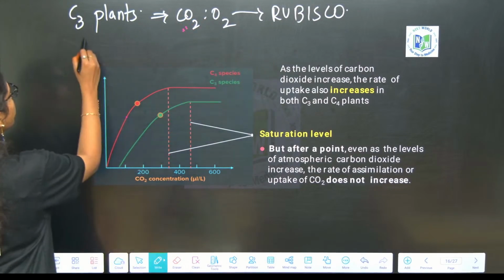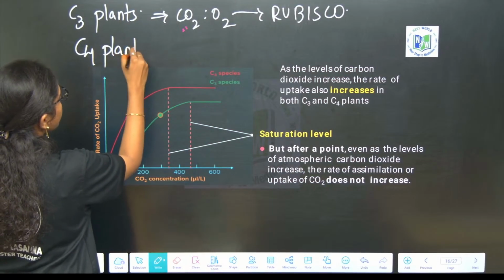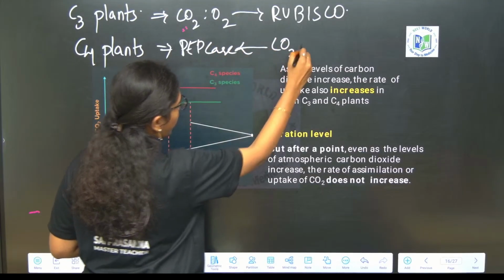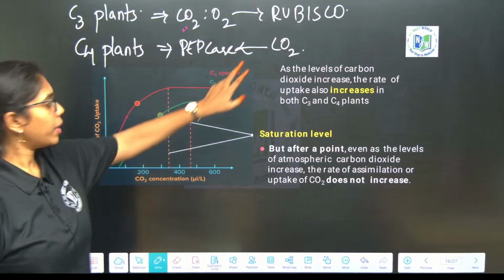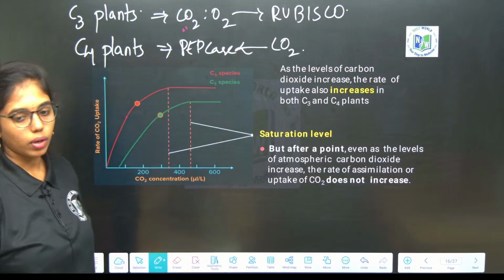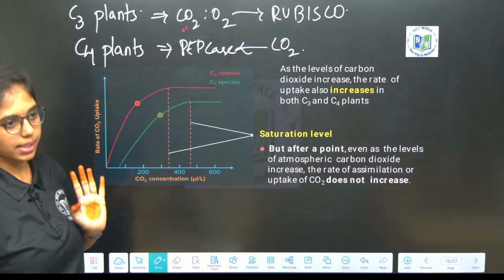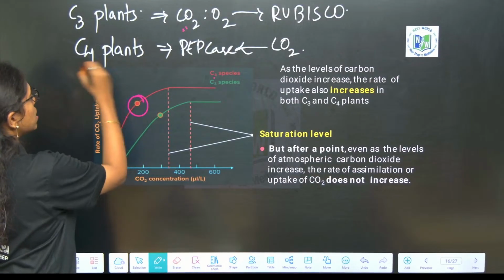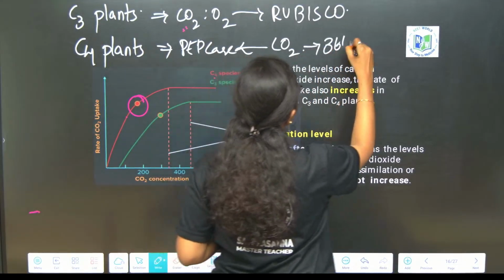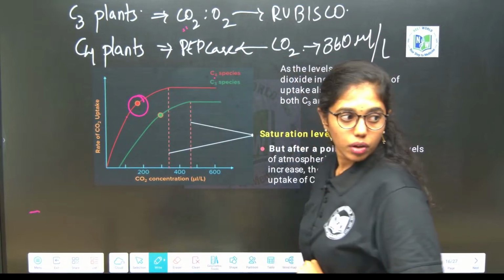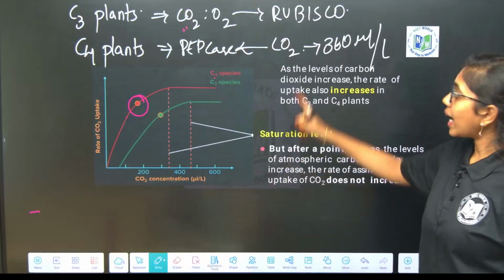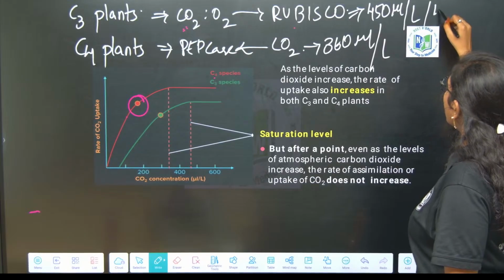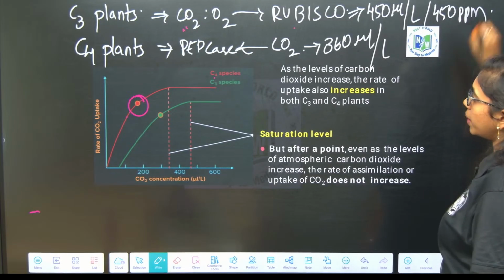Fine. In C4 plants, the enzyme is PEPcase. So carbon dioxide binding with PEPcase is unanimous. Carbon dioxide will ultimately bind with PEPcase only. So here the carbon dioxide optimum will be less. In C4 plants, the optimum is around 360 microliters per liter, or 360 parts per million, whereas in C3 plants it is 450 microliters per liter or 450 parts per million.